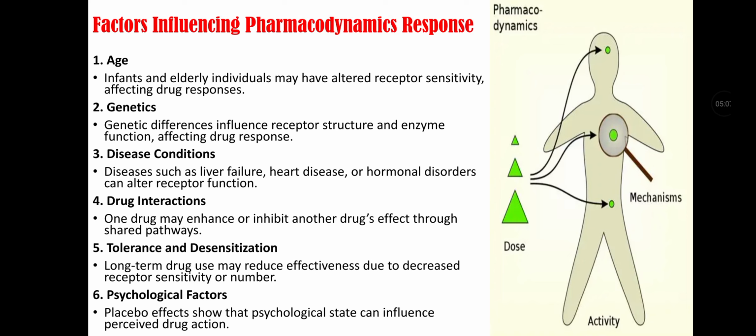Fifth factor is tolerance and desensitization. According to this, long-term drug use may reduce effectiveness due to decreased receptor sensitivity or number. Sixth factor is psychological factors, as the placebo effect shows that the psychological state can influence perceived drug action.